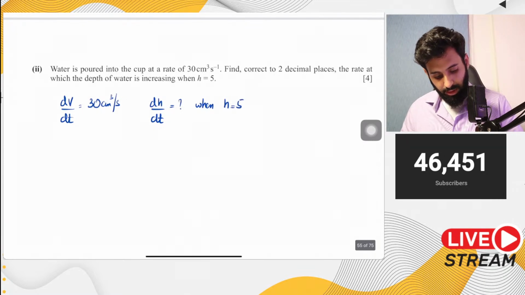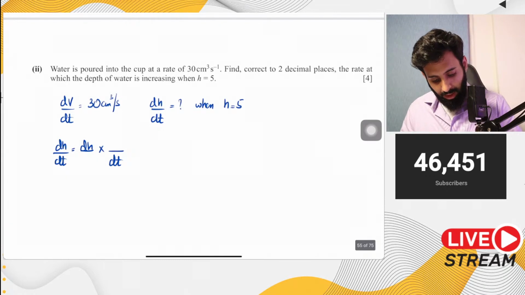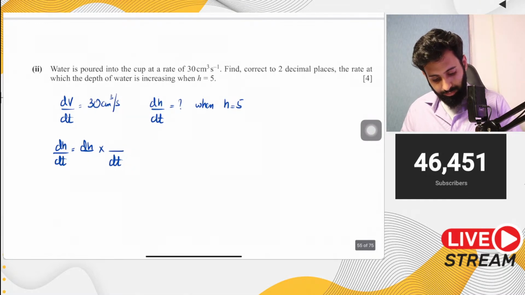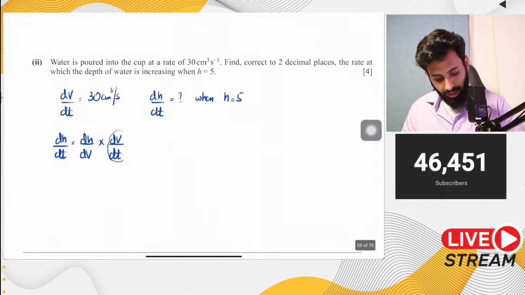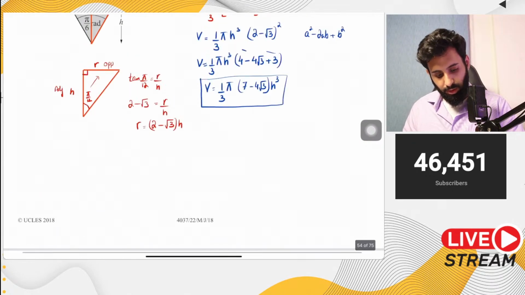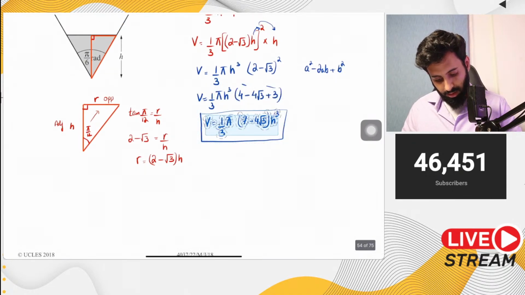Now let's set up a chain rule. dh upon dt can be found by multiplying two fractions. The numerator of the first one will be dh. The denominator of the second one will be dt. Up here and here we'll have something that's the same and also relevant. So what's same and relevant? dV and dV. As far as dV upon dt goes, that we already have. As far as dh upon dV goes, that is something we'll have to find out, for which we're going to use the equation for volume. So let's copy this, bring this here.